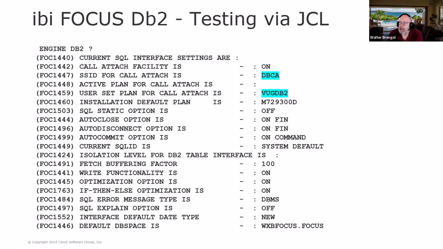So the things you want to look for is that your SSID, when you're doing CAF, is pointing to the one that you set in your FOC_PROF, and the same for the user set plan. If you set DBMS errors, error type to DBMS, you'll see that down here at the bottom. There's DB2, DBMS. My default DB space is the one that I also set in the FOC_PROF.